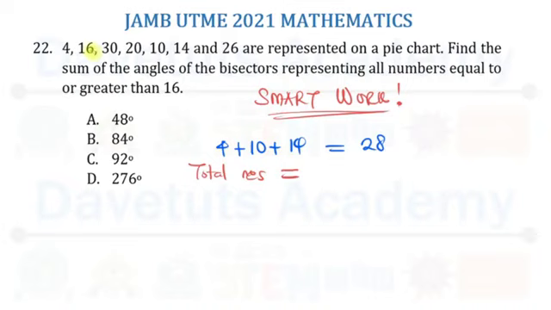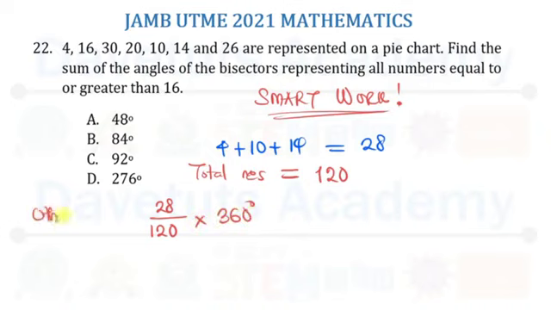4 and 16 is 20. 20 plus 30, 50, plus 20, 70, plus 10, 80, plus 14, 94, plus 26 is 120. Okay? So the sum of the angles of those sectors that are left out, apart from the one they are asking us, is going to be 28, which is what I got here, over 120 times 360 degrees.